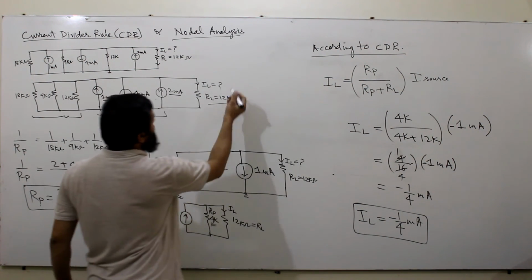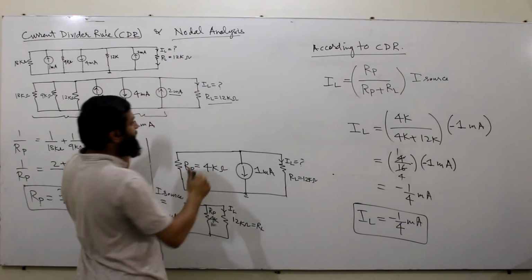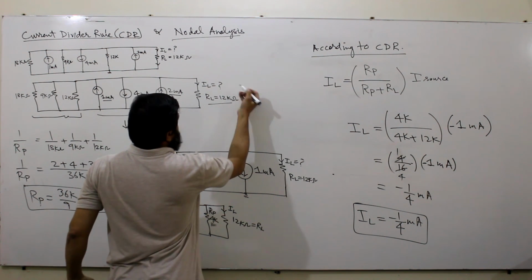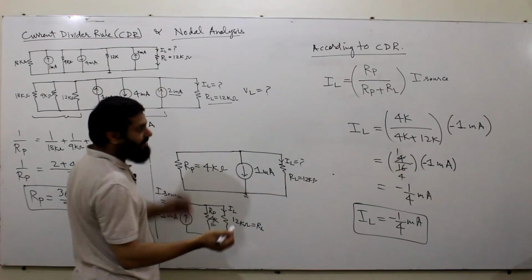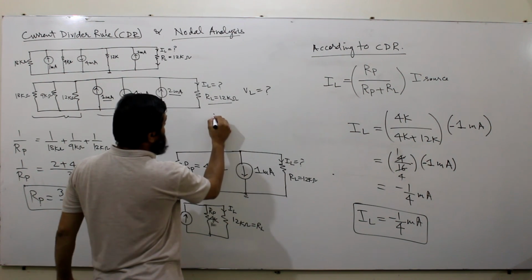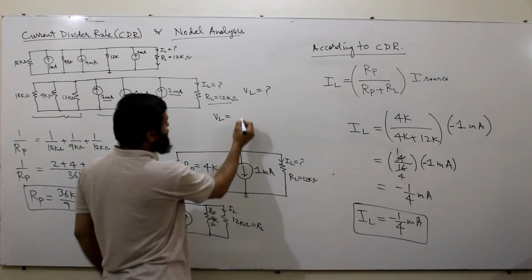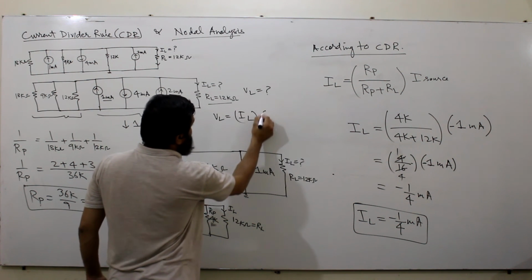And if you are asked to find the VL as well, it's too simple now. VL is equal to, actually V is equal to IR. So IL into RL.